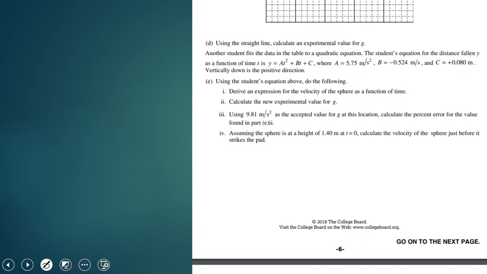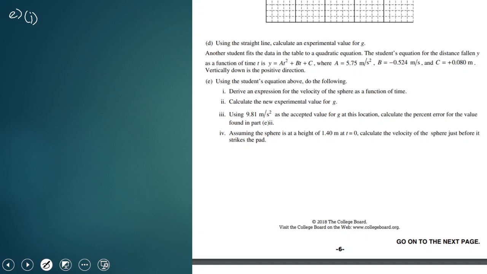Okay, part E, section I. So another student fits the data in the table to a quadratic equation, A t squared plus B t plus C. Vertically down is the positive direction in this case. Using the student's equation above, do the following. Derive an expression for the velocity of the sphere as a function of time. Okay.